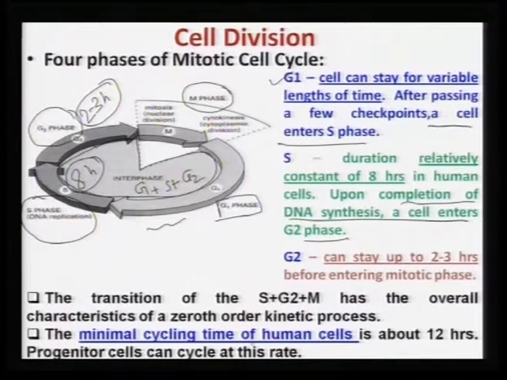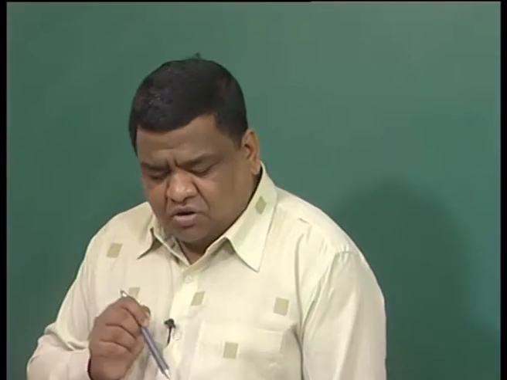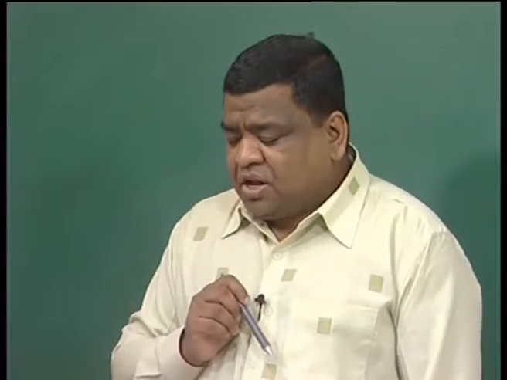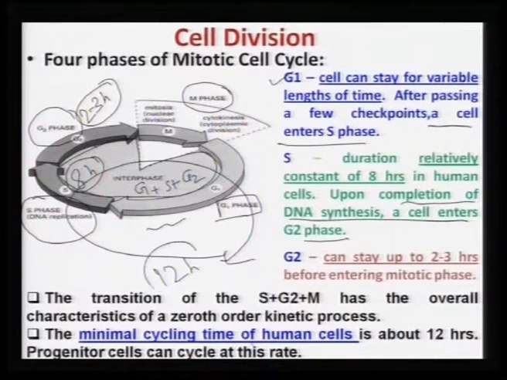0th order kinetic process means that the growth process is not dependent on the concentration, because it is 0th order. So, it depends on a certain constant, and the minimal cycling time for human cells is 12 hours minimum. So, the entire cycle time of human cells is typically 12 hours or more. Typically the S phase is 8 hours, plus 2 hours here, that is 10 hours. That means the G1 phase can be 1 hour, 1.5 hours, and the mitosis phase is very fast. It completes in half an hour, and then the total is 12 hours.